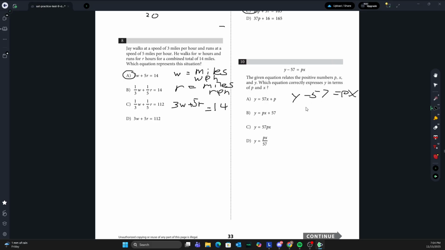All we want to do is get y by itself. So we add 57 to the left-hand side to isolate y, and we add 57 to the right-hand side. So we get y is equal to 57 plus px. Going to our answer choices, that is going to be equal to B, because we can switch these two values around because of the commutative property, which gives us y is equal to px plus 57.